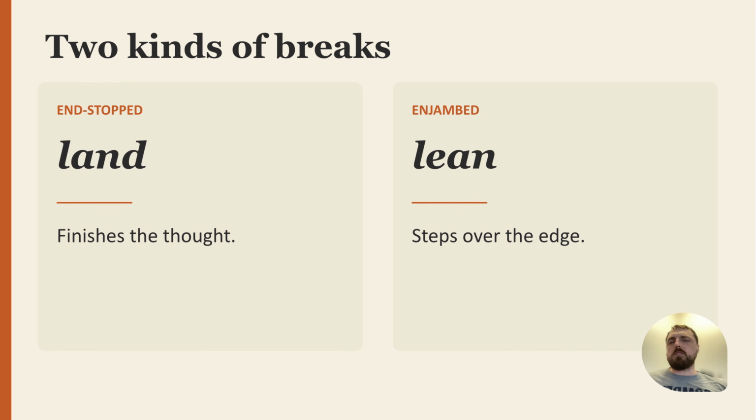There are two basic ways a line can end: end-stopped and enjambed. In end-stopped, the line finishes a thought, and the punctuation says, take a breath. In enjambed, the line breaks in the middle of a thought, and the reader has to step over the edge to find out what happens.